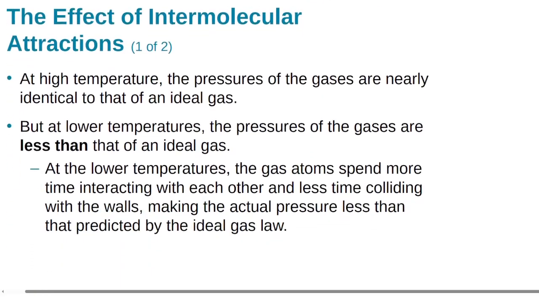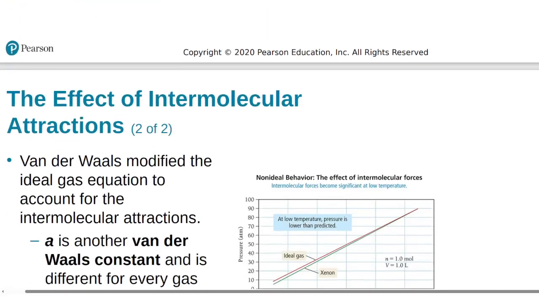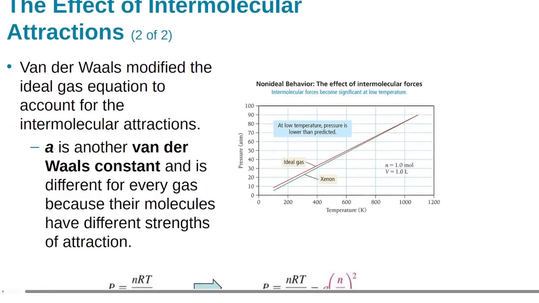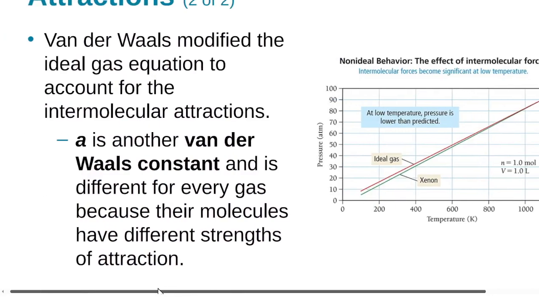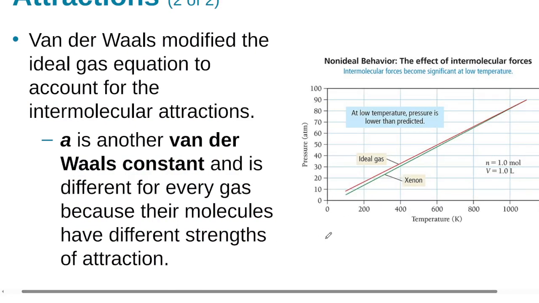Now at high temperatures, the pressures of the gases are nearly identical to that of an ideal gas. But at lower temperatures, the pressures are less than an ideal gas. So at lower temperatures, the gas atoms spend more time interacting with each other. In other words, they get a little bit sticky. They spend less time colliding with the walls of the container, and this actually reduces the pressure relative to an ideal gas. So at low temperature, the effect of intermolecular attractions becomes significant. And we have a correction factor for that as well.